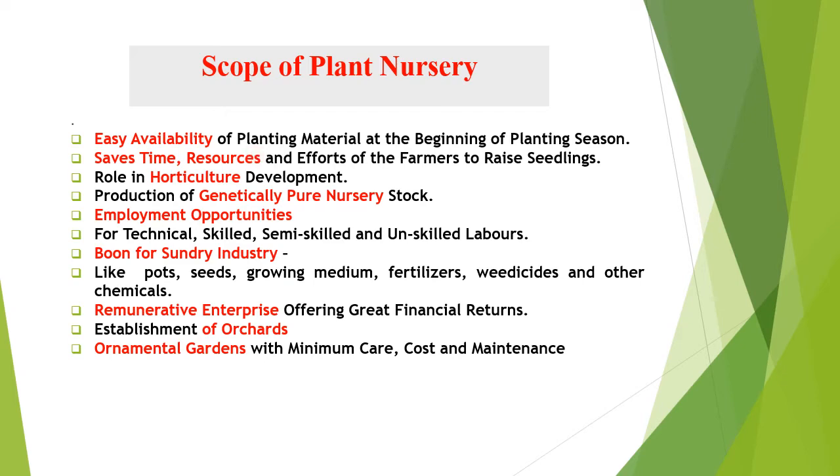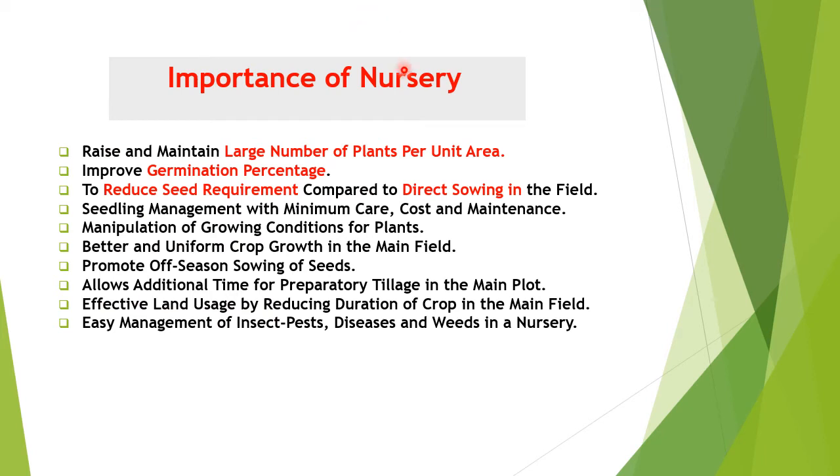This is the scope of the plant nursery. What is the importance of a plant nursery? It helps to raise and maintain a large number of plants per unit area, improve germination percentage, and reduce seed requirement compared to direct sowing in the field, because when you compare direct sowing and sowing under nursery conditions, there can be loss of seeds in direct sowing. Seedling management with minimum care, cost, and maintenance.